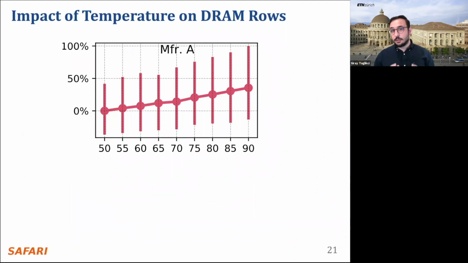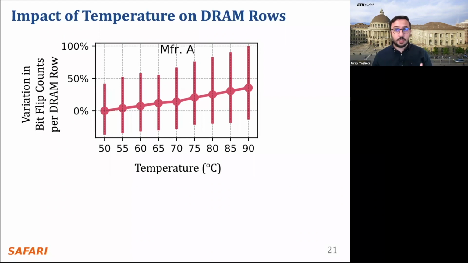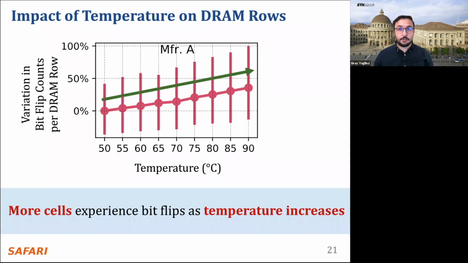Next, we study the impact of temperature on DRAM rows. The figure shows how the number of bit flips in the victim row changes as temperature increases. The x-axis shows the increase in temperature, and the y-axis reports the variation in bit flip counts normalized to the mean value at 50 degrees Celsius. We observe that more cells experience a bit flip with increase in temperature.